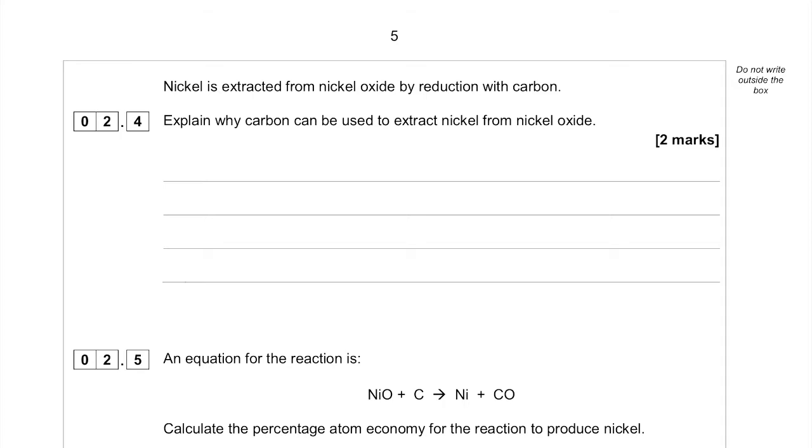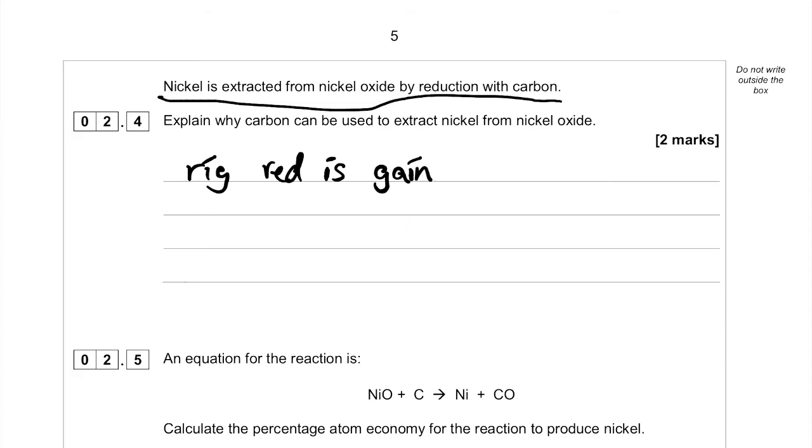Now, going to 2.4, explain why carbon can be used to extract nickel from nickel oxide. Before then, the question actually told you that nickel is extracted from nickel oxide by reduction with carbon. So you can say what reduction is. Remember, it is OIL RIG. RIG is reduction, is gain of electrons.